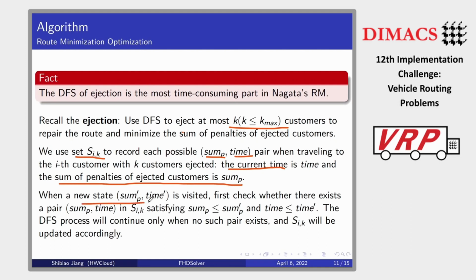So when a new state is visited, first we will check whether there exists a pair sum-time in SIK satisfying these two inequalities. If such a pair exists, it means that our new state is meaningless for continuing the DFS, and we just close this DFS and return. And if no such pair exists, the DFS process will continue, and SIK will be updated accordingly.